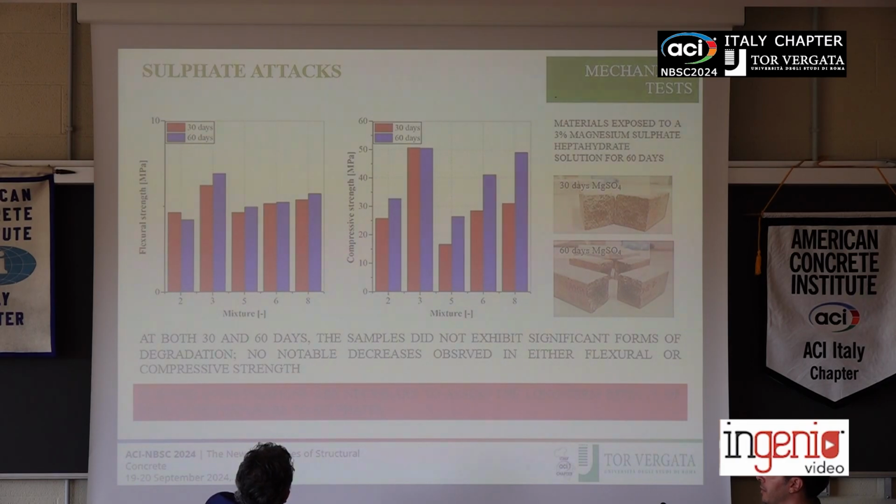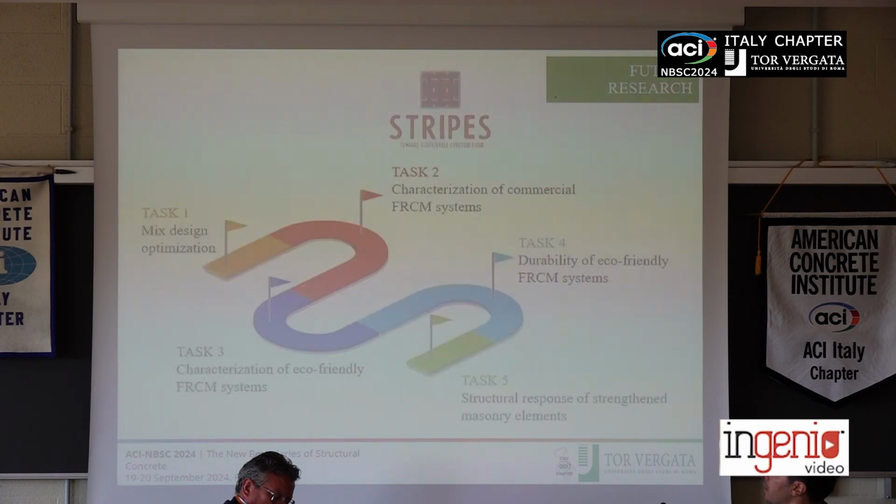After that, we also evaluated the mechanical properties under sulfate attack. In particular, the material was exposed to a 3% magnesium sulfate solution for 60 days. Here you see properties also at 30 days, because it's the age at which we renew the solution. From this test, it can be seen that the reduction doesn't seem so drastic. However, these were the last tests that we performed, and few specimens were tested, so further investigation is needed to compare these results.